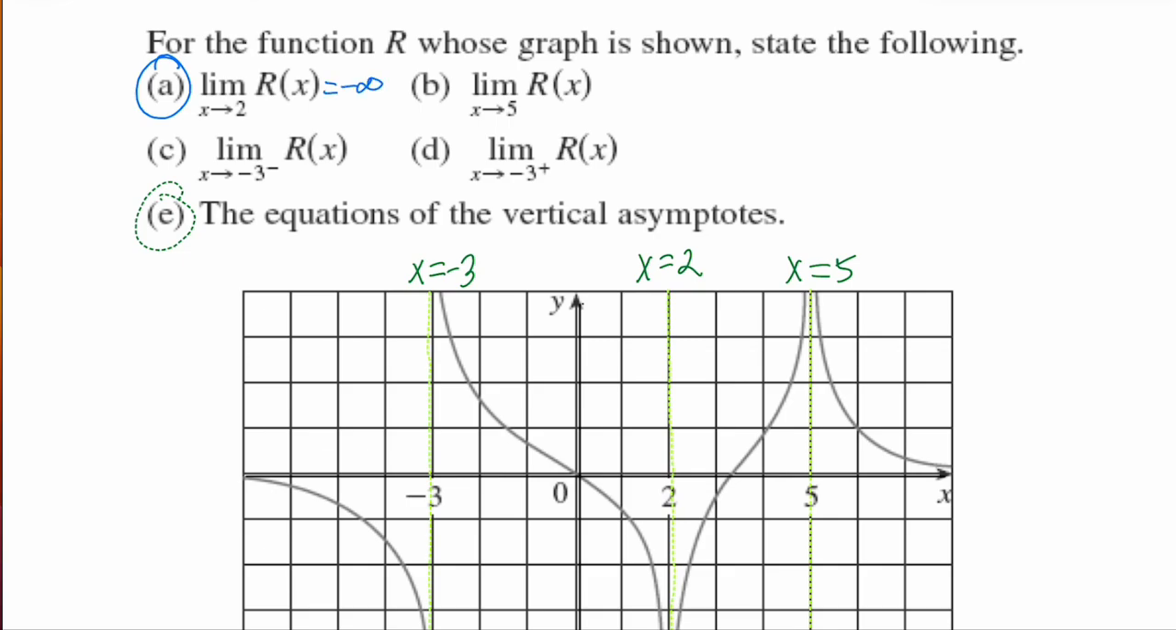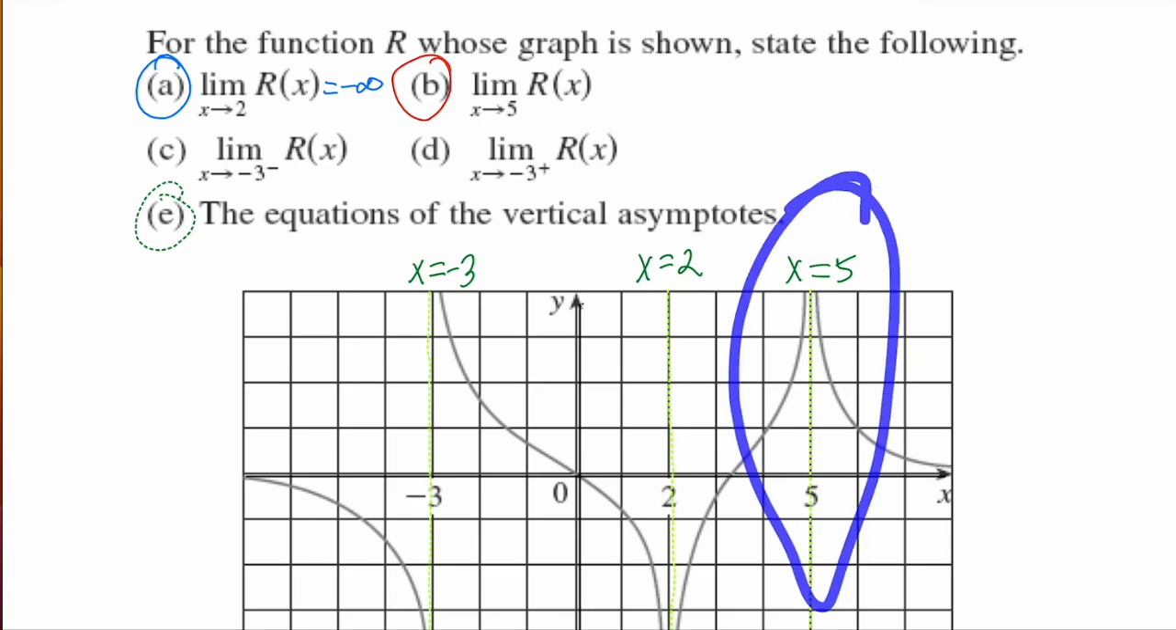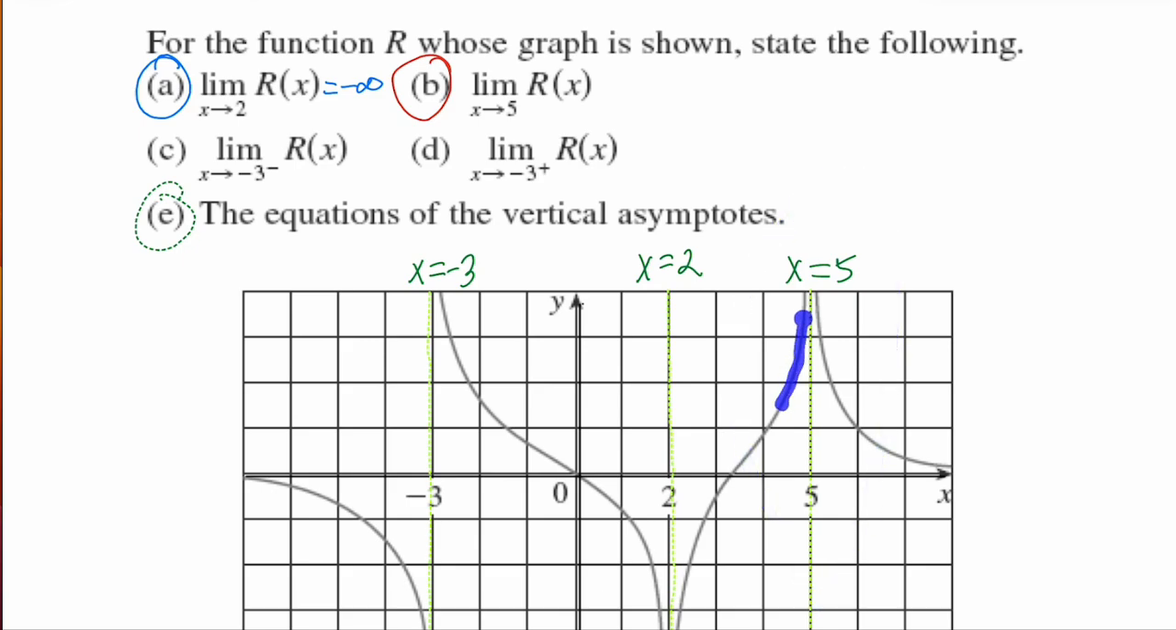Okay. Now let's do B. So we're looking at 5. As we head to the left, we're going up. As we head from the right, we're going up. Where are we heading toward? Positive infinity. And you don't have to put the positive notation there. You can just put the infinity, whatever you want.